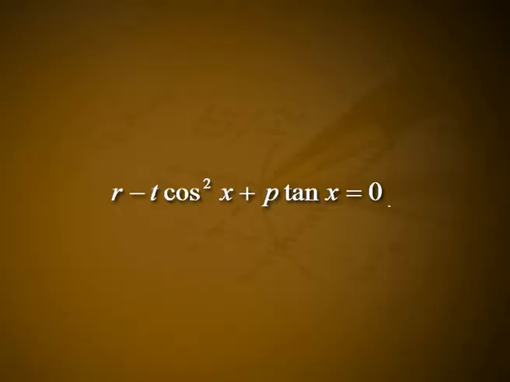Example 2. Solve (r − t) cos²x + p tan x = 0. Solution. Comparing the given equation with the standard equation, we get R = 1, S = 0, T = −cos²x, V = −p tan x. Substituting in Monge's equations, we get dp dy − cos²x dq dx + p tan x dx dy = 0.